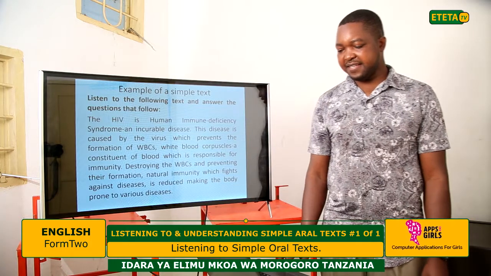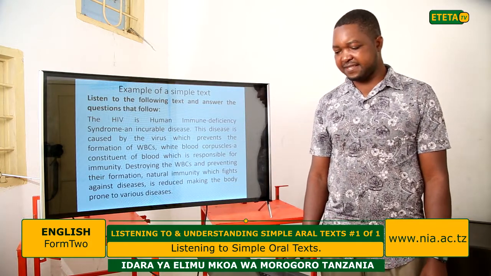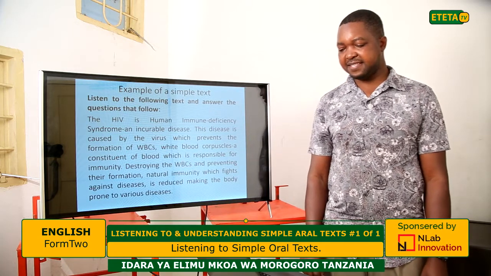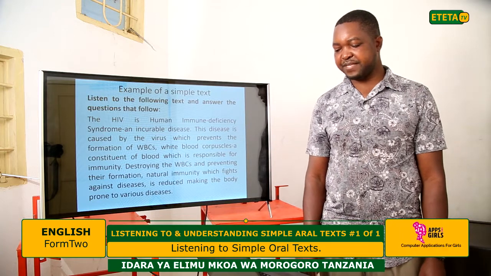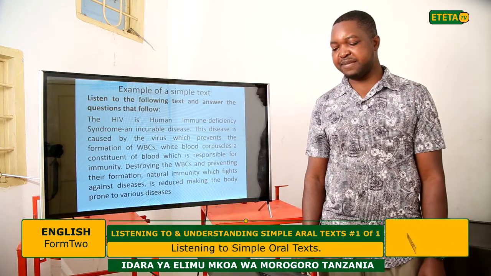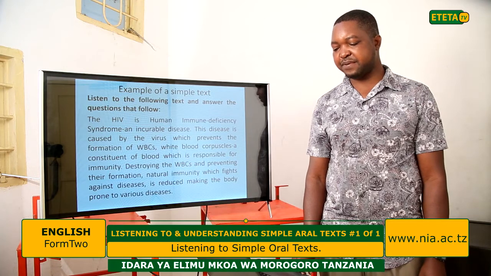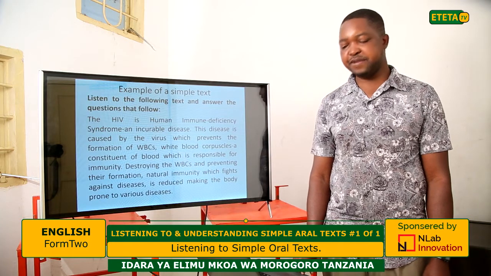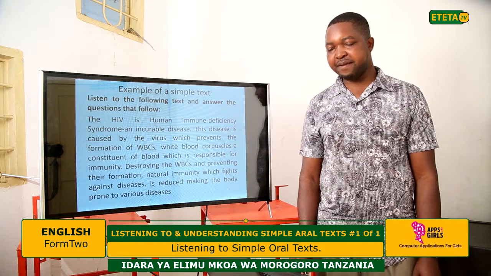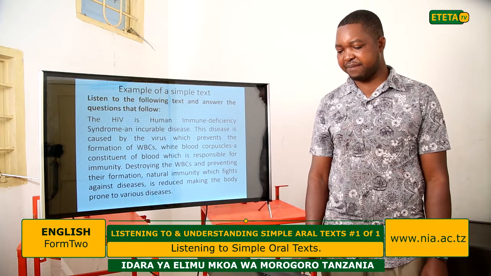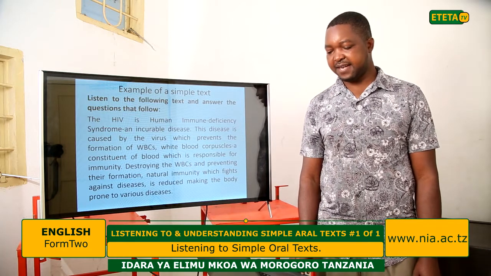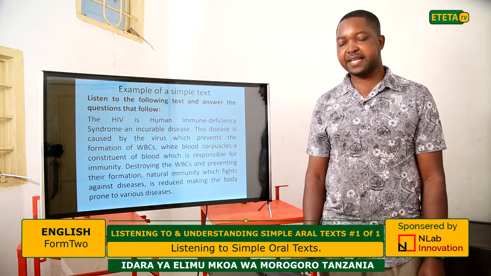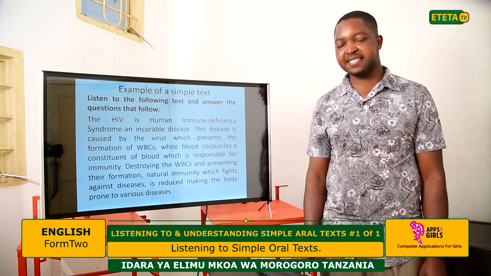The HIV is human immune deficiency syndrome, an incurable disease. This disease is caused by the virus, which prevents the formation of WBCs, white blood corpuscles, a constituent of blood which is responsible for immunity. Destroying the WBCs and preventing their formation, natural immunity, which fights against diseases, is reduced, making the body prone to various diseases.